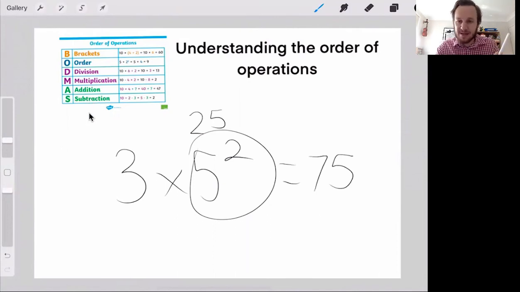So if you see brackets, solve them first. And then if you see any squared numbers, you solve them next. And then any division or multiplication parts of your question, you solve them next. And then the addition and subtraction comes last.